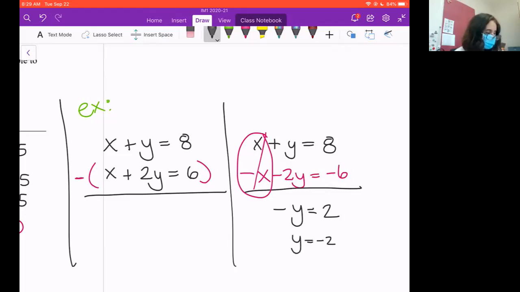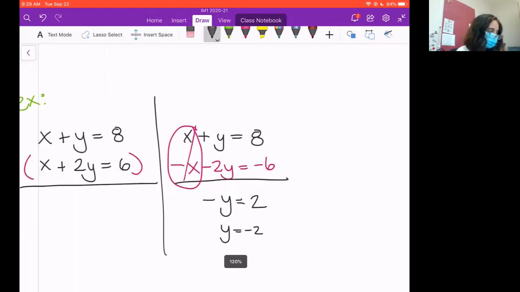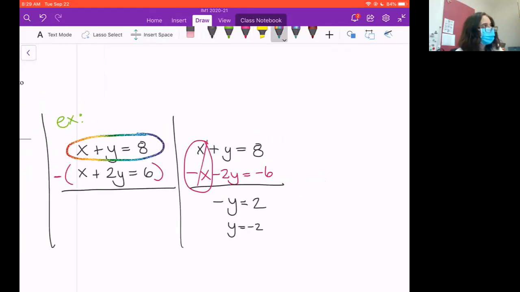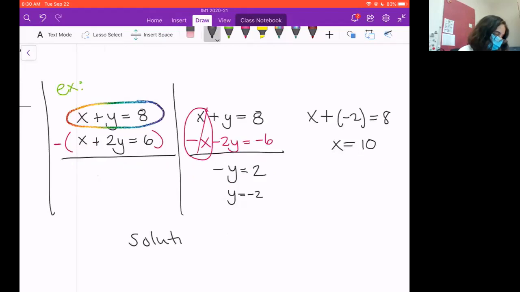And now we can go back to either of the original equations. I like the first one. That's super easy. X plus y is equal to 8. So for x plus y equals 8, I'm going to write x plus my y, which is -2, equals 8. And then I'm going to add 2 to both sides, and I can figure out that x is equal to 10. So my solution is 10, comma, -2. That's the point where those two lines would intersect.